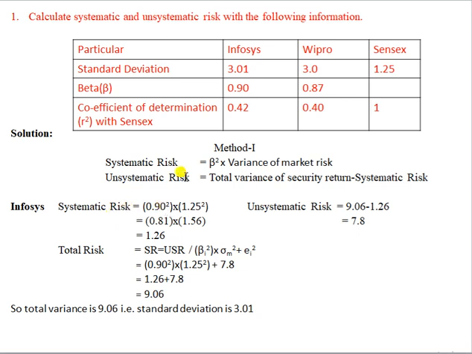As per the formula, I put in the variables of Infosys: beta square is 0.90 square, into 1.25 square, which is the market variance. The result comes to 1.26. The unsystematic risk is equal to the total variance of the security, which is 3.01 into 3.01, that is 9.06, minus the systematic risk. The already calculated value is available, so I put the same value here, and the total unsystematic risk of Infosys is 7.8.